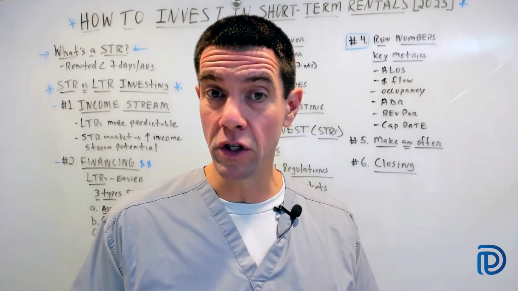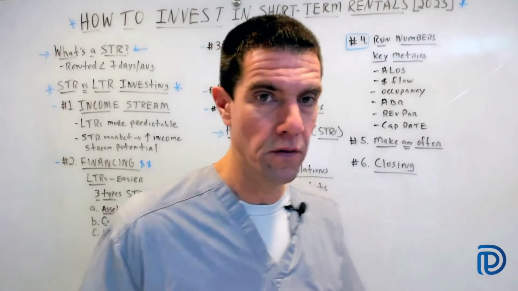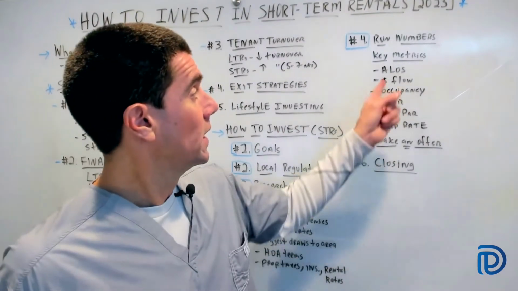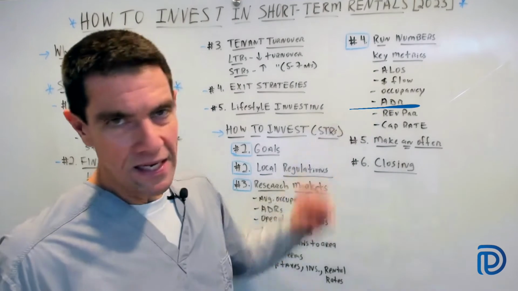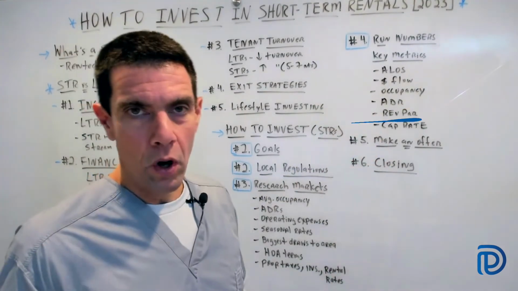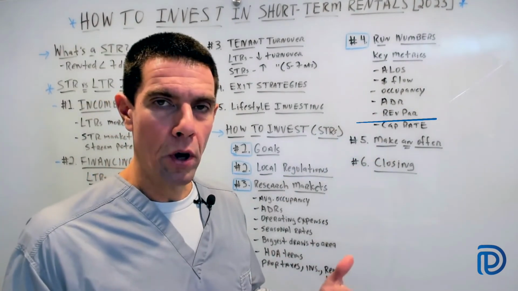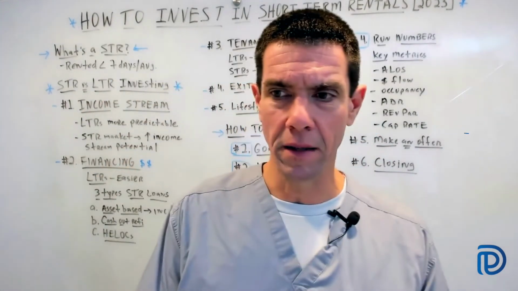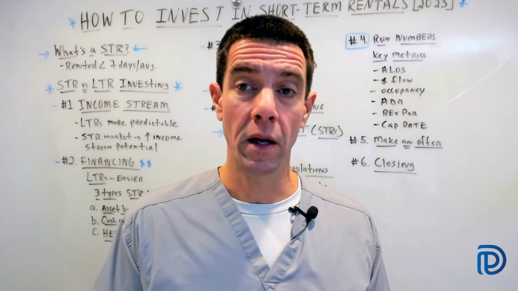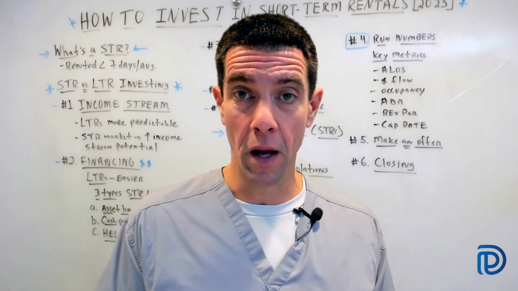Some of the key metrics used to measure financial performance on those sites include the average length of stay, cash flow, occupancy, that ADR again, RevPAR, which is actually revenue per available room, and the good old cap rate. Be sure to factor in your maintenance and your property management company costs if applicable.